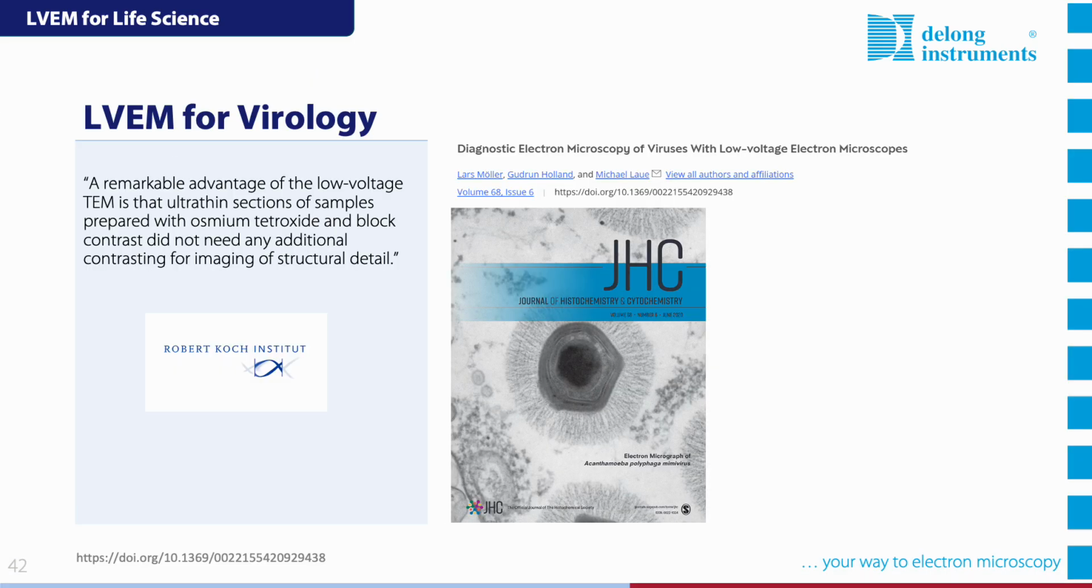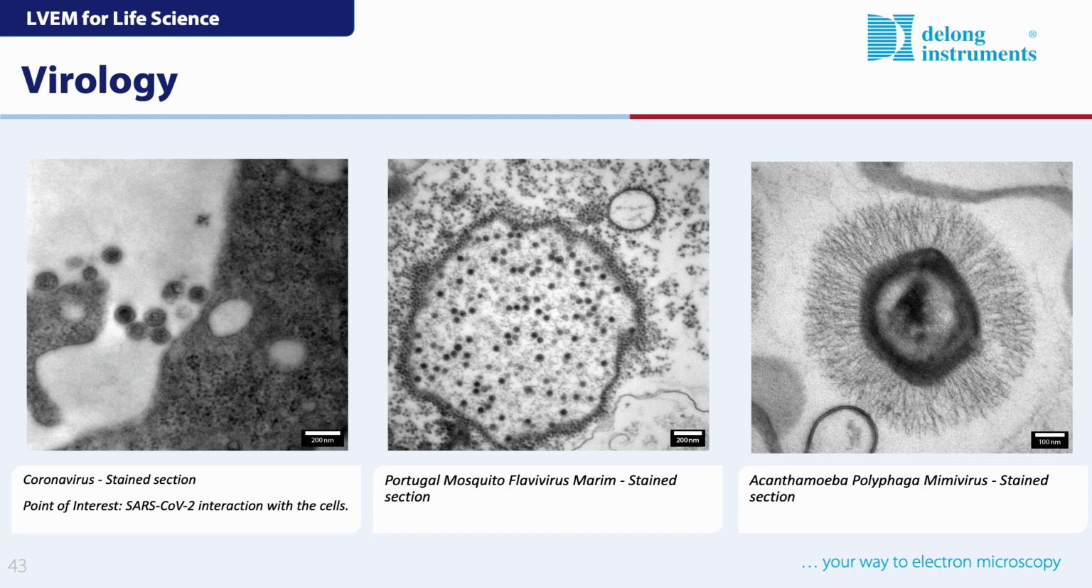heavy metal stains. I also want to highlight here a publication from the Journal of Histochemistry and Cytochemistry titled Diagnostic Electron Microscopy of Viruses with Low Voltage Electron Microscopes. An excerpt from this paper notes a remarkable advantage of low voltage TEM. Ultra-thin section samples prepared with osmium tetroxide and block contrast did not require any additional staining to image structural details. This demonstrates how LVM can simplify sample preparation while still providing high contrast and high resolution images of viral ultrastructure.